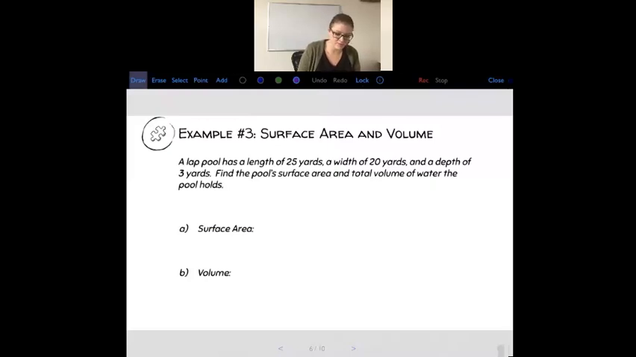Okay, so what I like to do with these types of problems, specifically dealing with measurement, is I like to draw a picture. Although I'm not a very good artist, the visuals do help me. So let's say we have a pool. It's a lap pool, so I'm assuming it's a rectangle. And we're given that it's 25 yards by 20 yards.